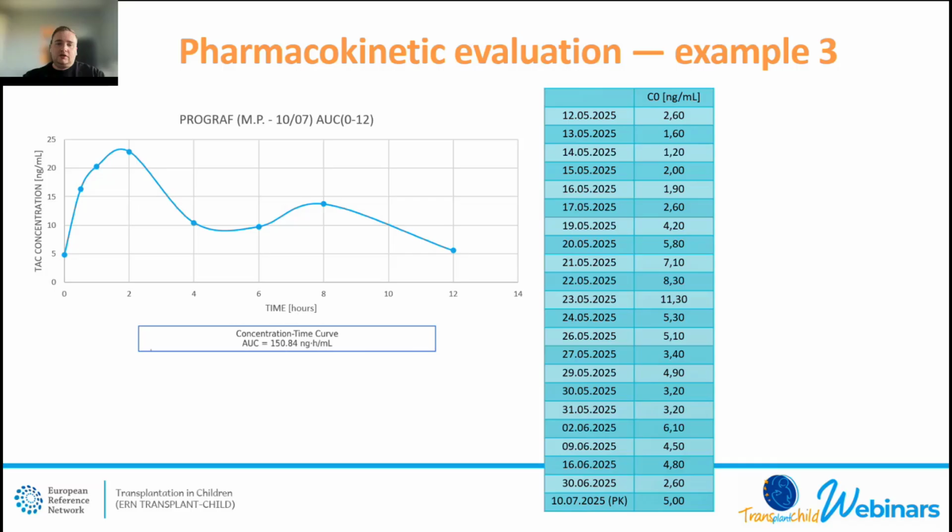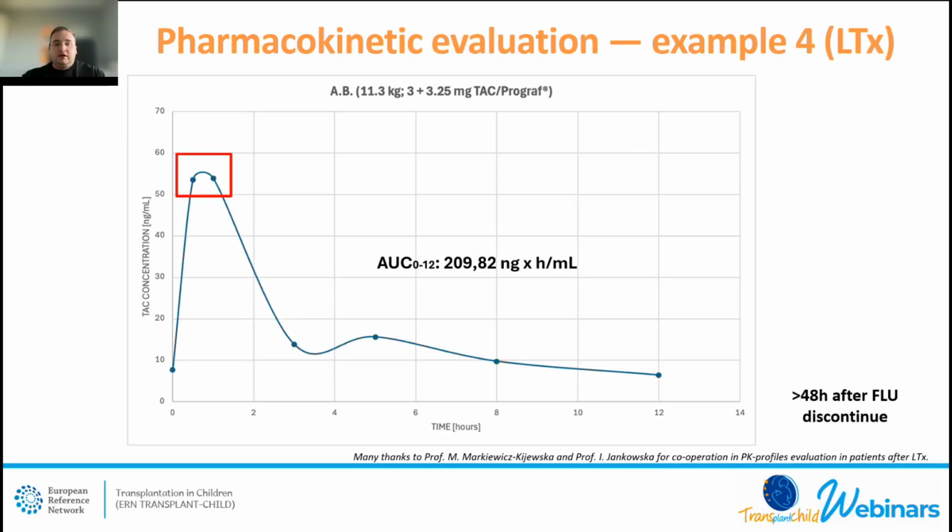We can see the high variability of concentrations in measuring in about 1 month, and after that, the doctors observed the variability, and we decided to collect the pharmacokinetic profile. However, the concentrations were variable. The AUC was within acceptance criteria from 0 to 12 hours.